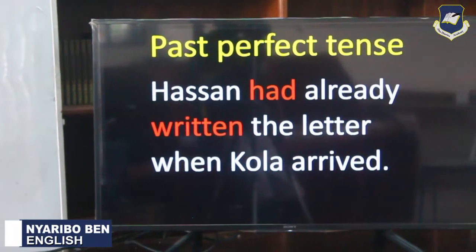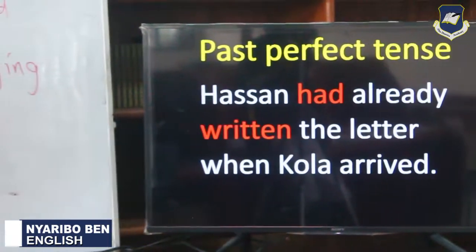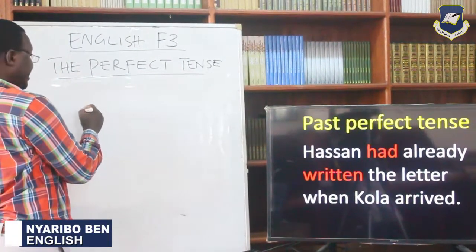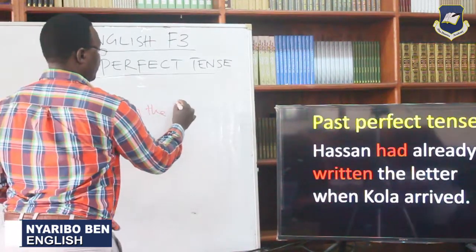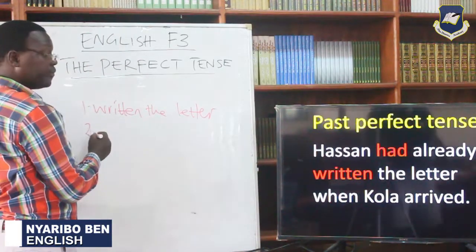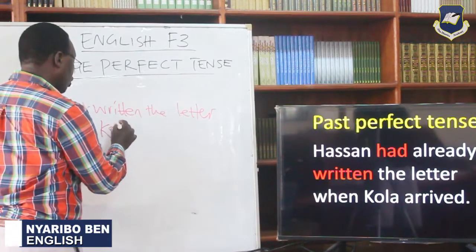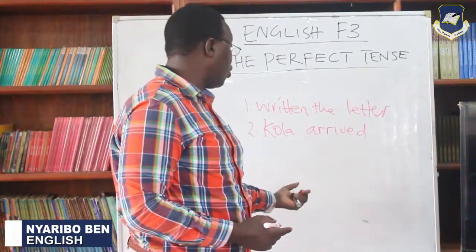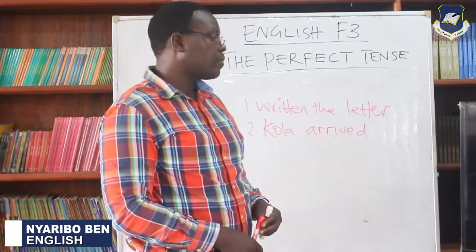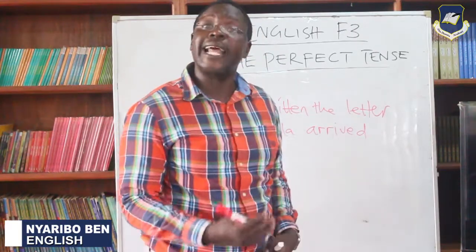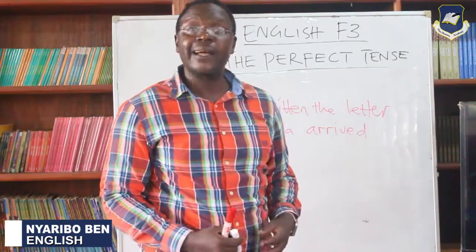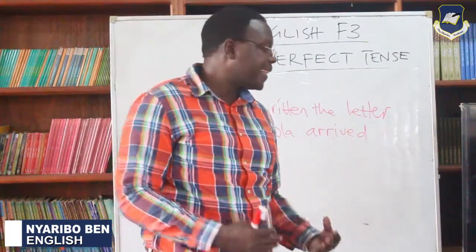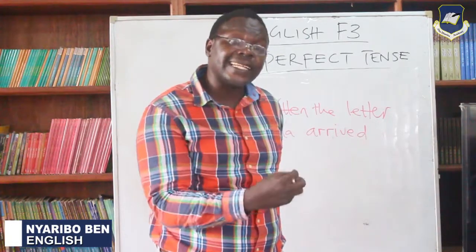Hassan had already written the letter when Kobe arrived. These are very good examples. We have two actions there. We have written the letter. Two, we have Kobe arrived. So there is the writing of the letter and there is the arriving or arrival of Kobe. What took place first? So Kobe did not arrive to find Hassan writing the letter. Hassan had already written the letter before or when Kobe arrived. That is the essence of that. Had written. That means by the time Kobe arrived, the action of writing the letter was already complete.